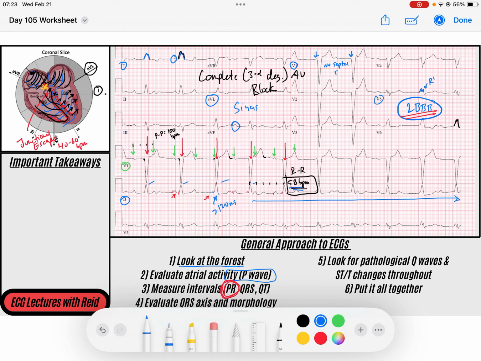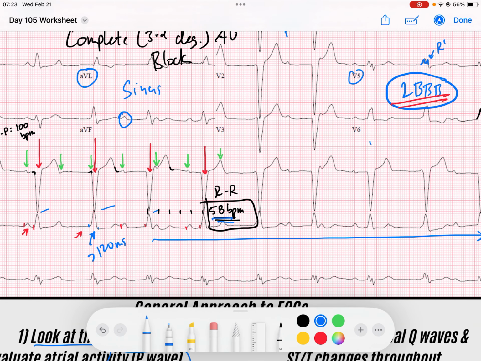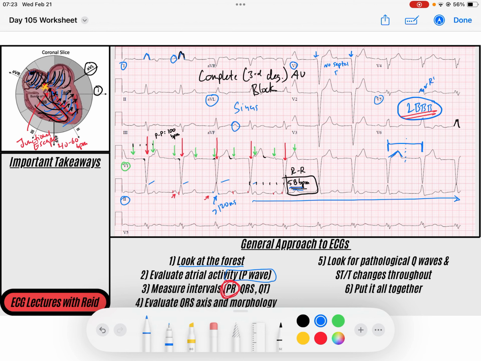Let's look at our QT interval. If I measure between an R to R here, you can see my QT ends by the midpoint. I'm happy about that. Next, I'll look for pathological Q waves. I don't see any. We've lost our septal R wave, but that's probably because of the left bundle branch block. Otherwise, no pathological Q waves.